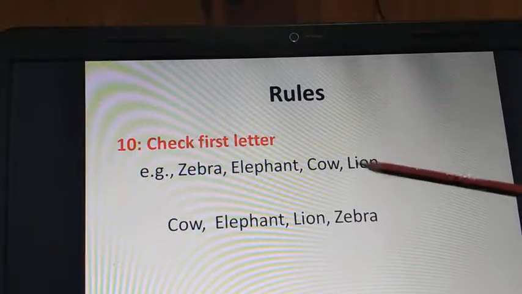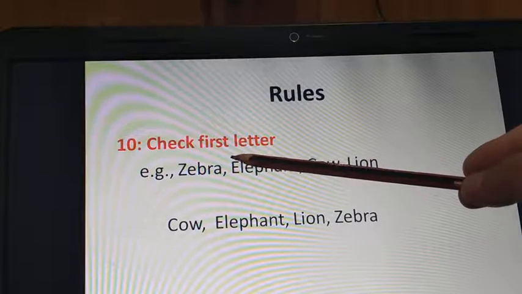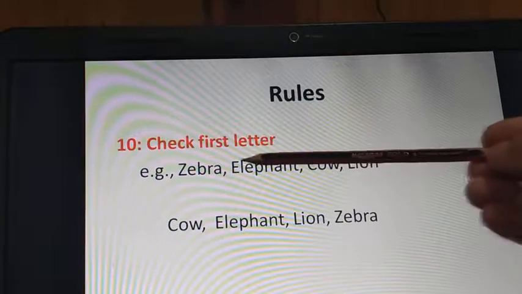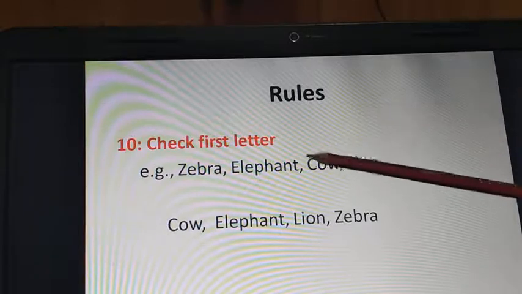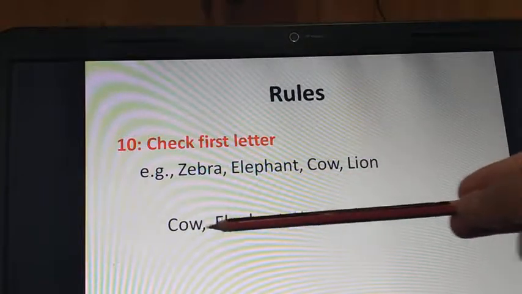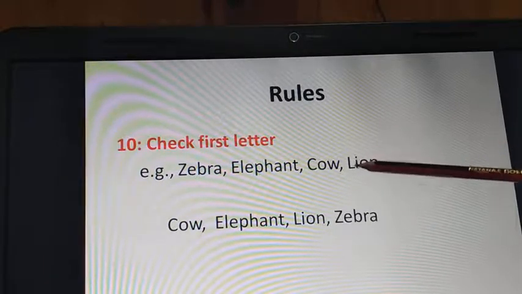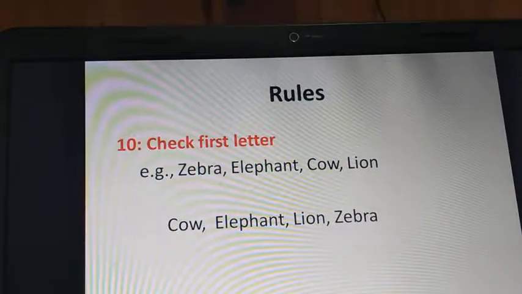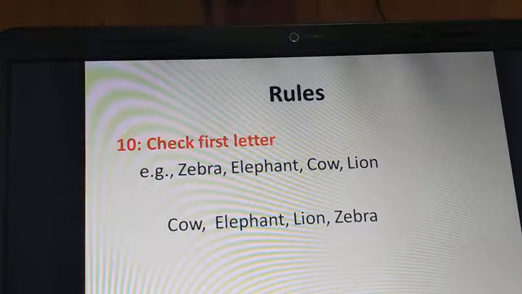Now we are left with three words: lion, elephant and zebra. Of these three, which word will follow cow? Naturally, the word whose first letter comes earlier in alphabetical order. After C comes L, will E come or Z? Naturally, it is E. So, after cow, elephant will occupy the second position. This is followed by L for lion. Then, at the end comes the Z. Z for zebra. Why zebra? Because it starts with letter Z and it occupies the last position in alphabetical order.